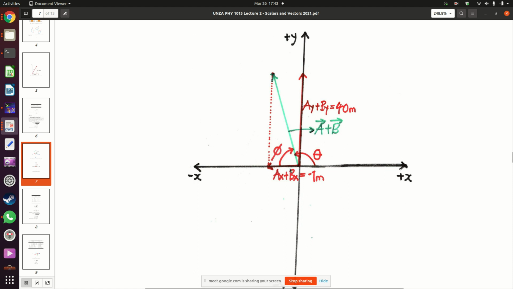So we have a triangle. We know the adjacent, AX plus BX, is -1 meter. We know the opposite, AY plus BY, is 40 meters. We can use this information to find the angle phi, which is the angle of the triangle we could form from the hypotenuse, the opposite and the adjacent. Is that clear on what we are trying to do? We are trying to find theta indirectly by first finding phi, then we can move on to find theta.